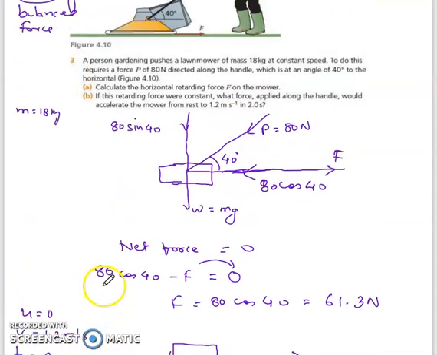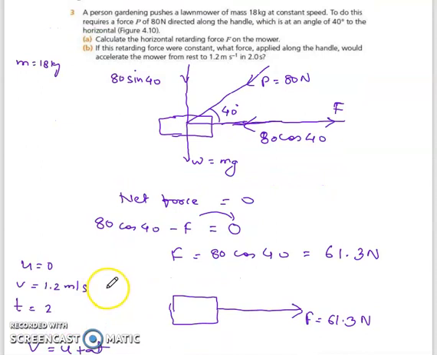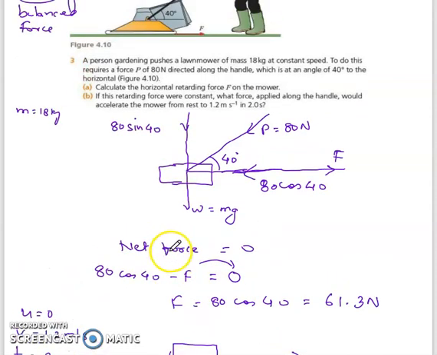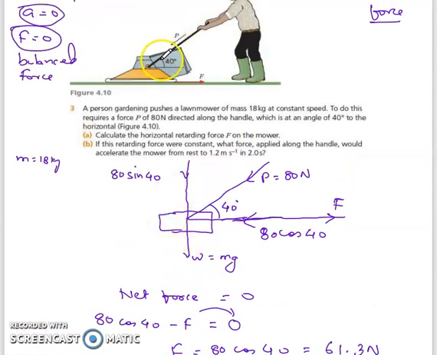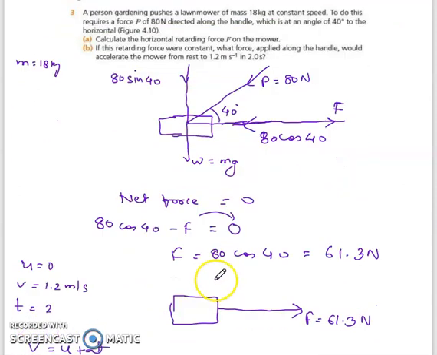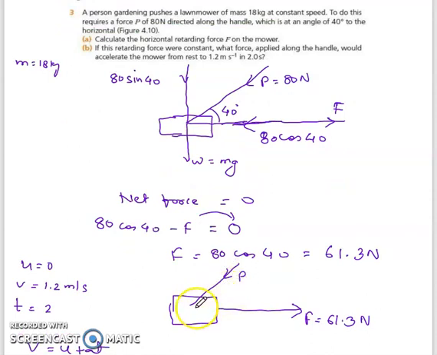Okay, now the question is, if the retarding force is this much and constant, then what force applied along the handle? Along the handle means we are not changing this angle. So I'm just drawing this one, the same. This is P, making an angle of 40 degrees. Again we have to resolve it. So I'm going to write P cos 40, and in the downward direction, P sine 40, and there is a weight which is like this. And the normal reaction, if you want, you can draw the normal reaction also.